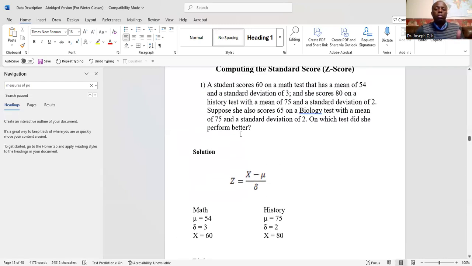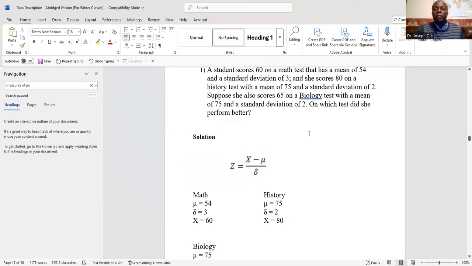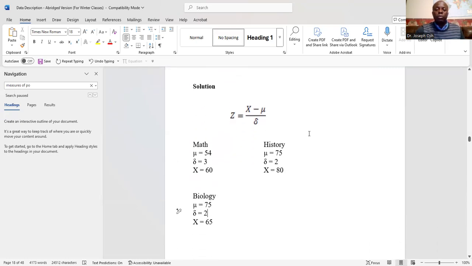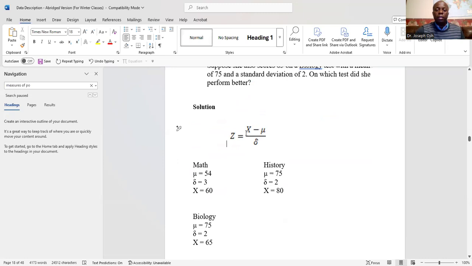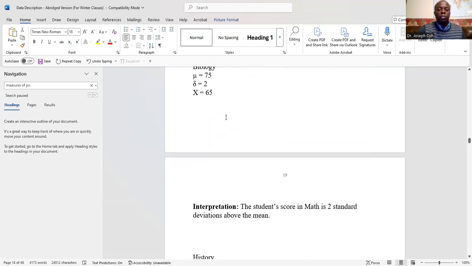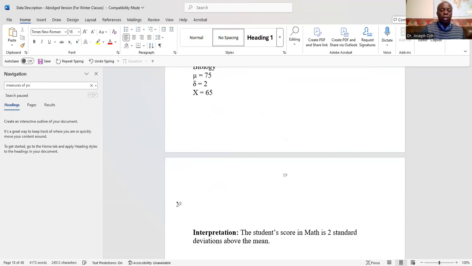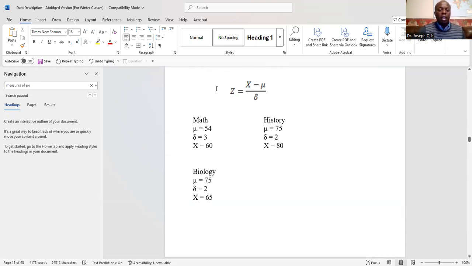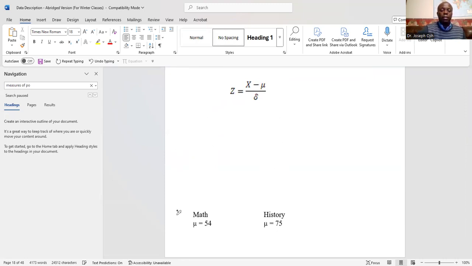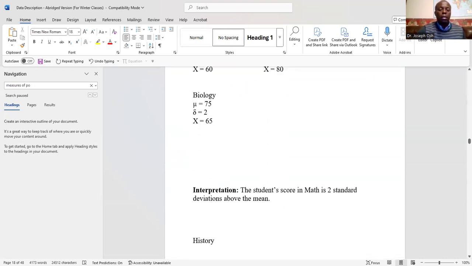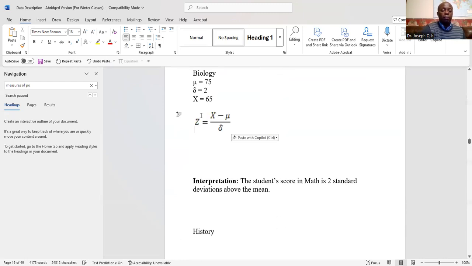So the question is, in which test did she perform better? To do that, we're going to use this formula: Z equals X minus mean, divided by standard deviation, for each of them. I'm going to bring it down so we can look at it as we calculate them. This is the formula we'll be using.